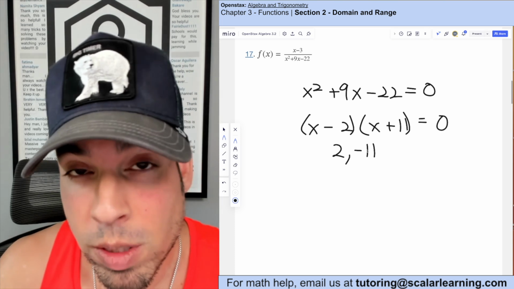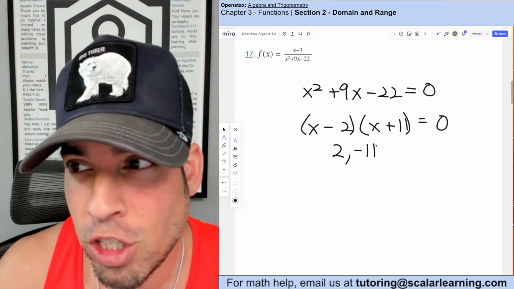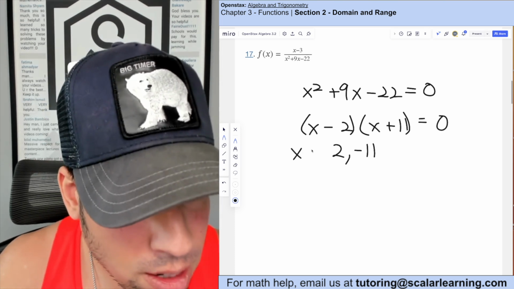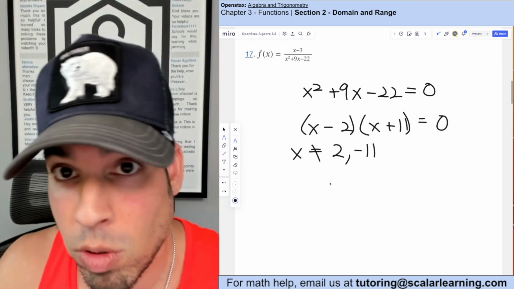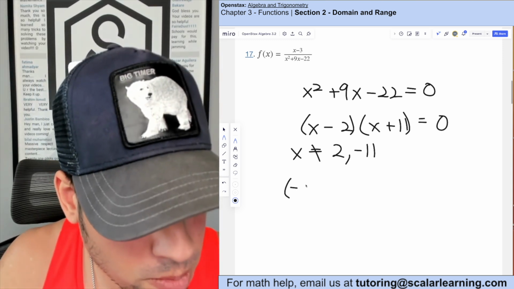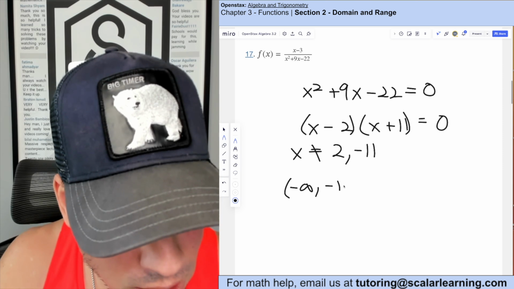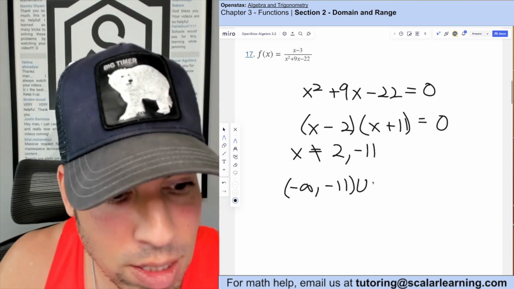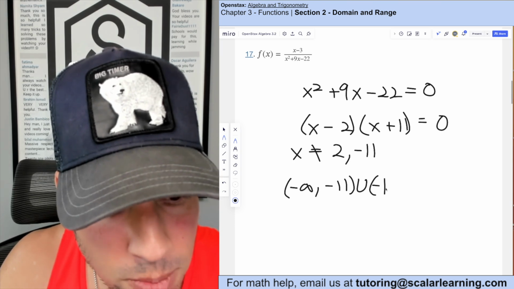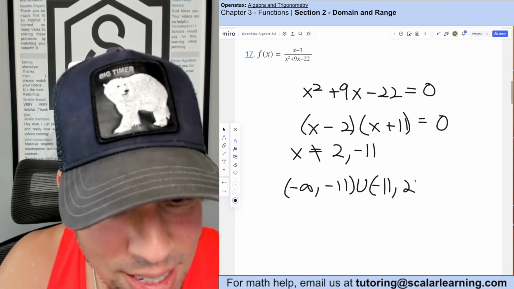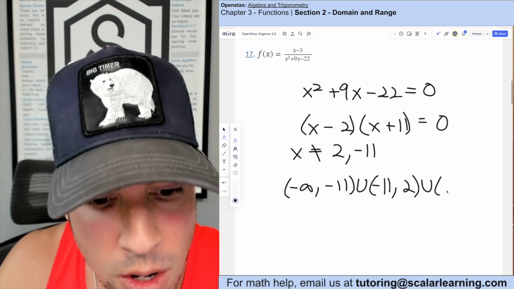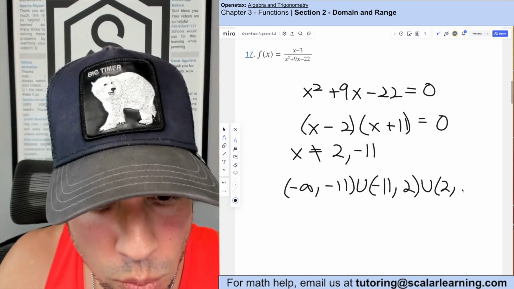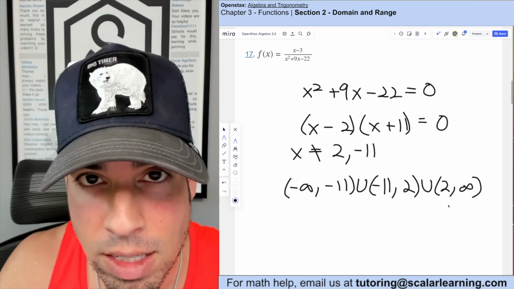Now remember, what were we solving for? We're solving for domain restrictions. These are values of x that we cannot have. So now when we get our domain, it's everything from negative infinity up to negative 11, right? We're doing the smaller one first, not including negative 11, then going up from negative 11 all the way up to 2, again not including 2, and then from 2 all the way to infinity, and that gives the full domain.